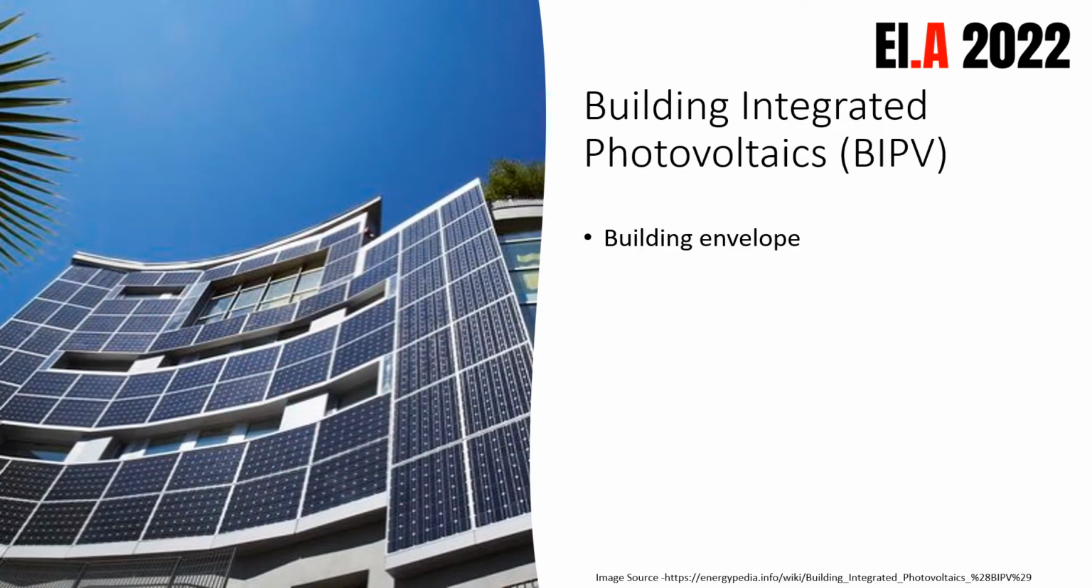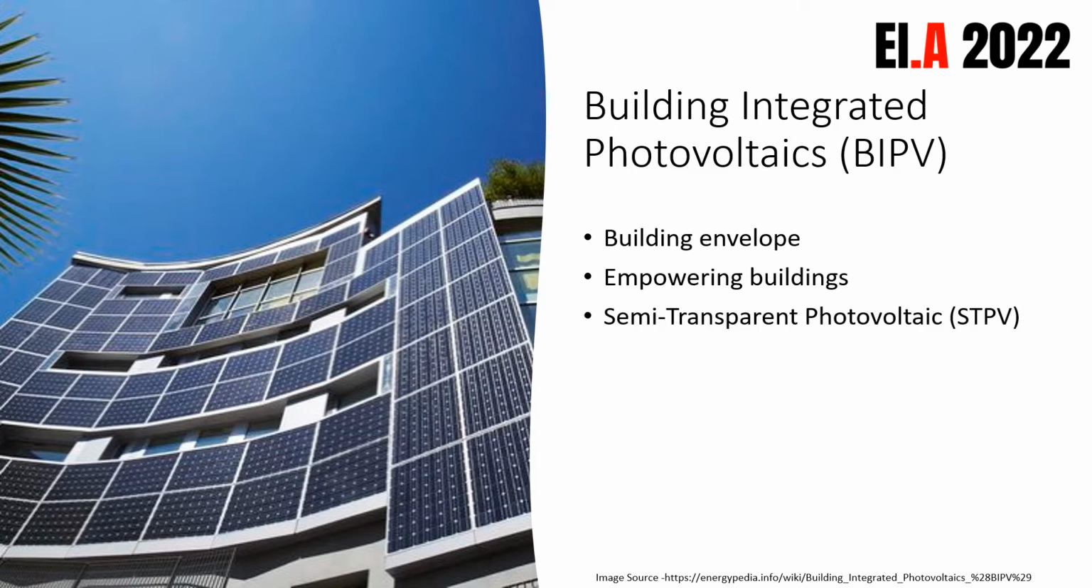Building integrated photovoltaics are photovoltaic materials used to replace conventional building materials in part of building envelope such as skylights, facade, roof, etc. It empowers building to create part of their power needs while performing engineering functionalities. The STPV is a type of BIPV installed in window that allows a percentage of light to enter the indoor space, which can impact the cooling and lighting load inside the room.